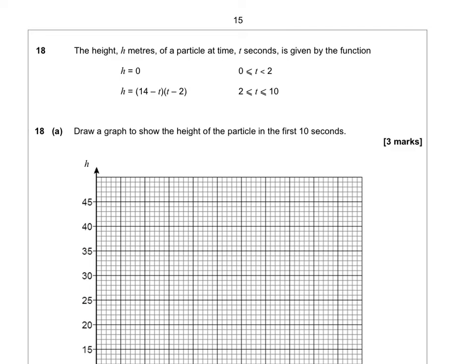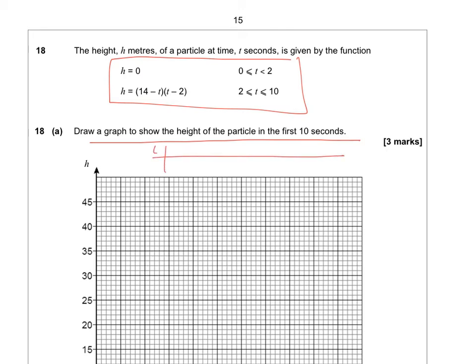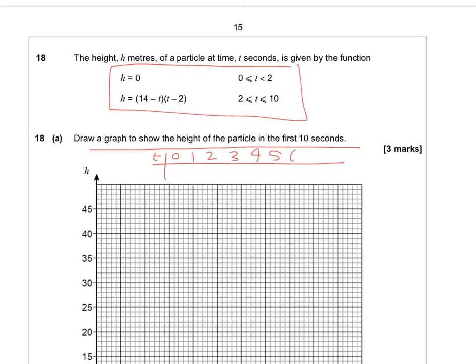Question 18. The height h of a particle at time t is given by this function here. Draw a graph to show the height of the particle in the first 10 seconds. We need a table of coordinates here. Time goes up to 10 seconds, and h we can calculate. When the time is between 0 and 2 seconds, but not equal to 2 seconds, i.e. whether it is 0 seconds or 1 second, the height is 0.